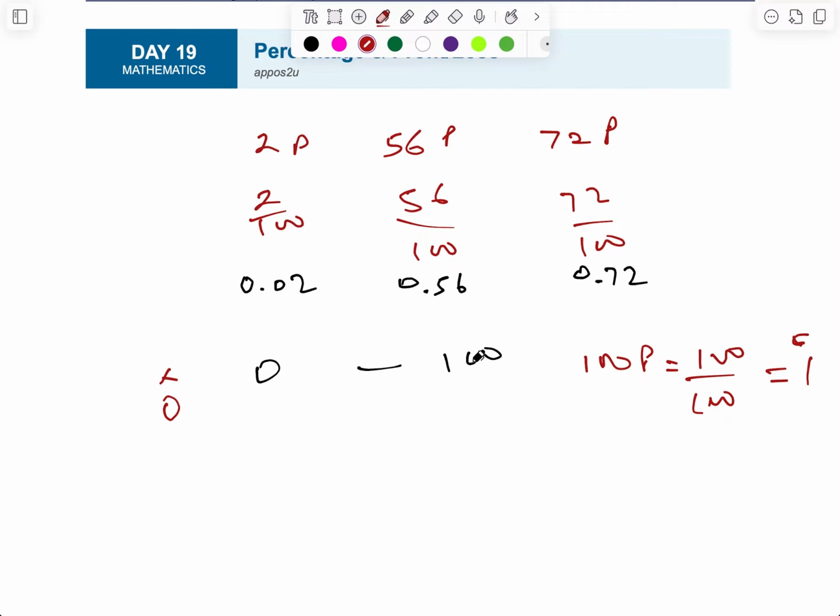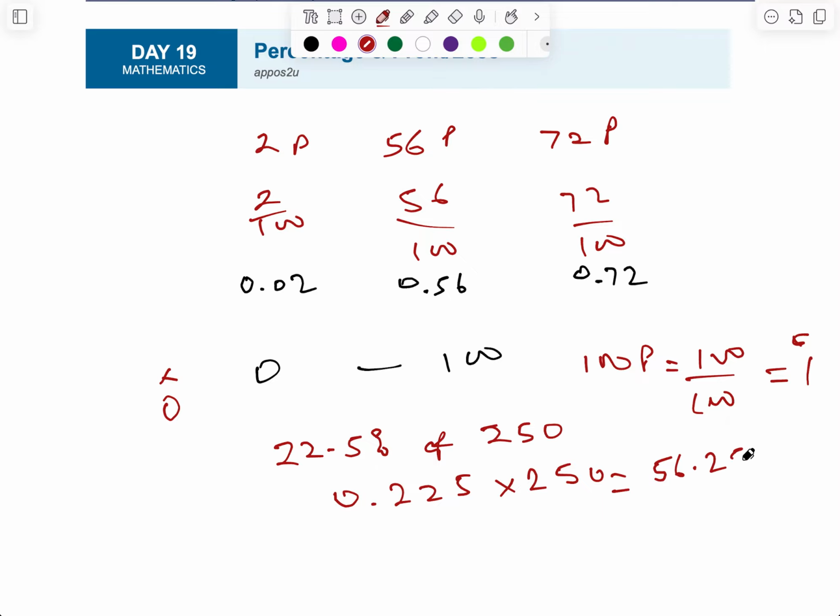So these two, take note of them properly. When you're expressing percentage of numbers, for instance, if I want to say 22.5% of 250, all you have to do is divide 22.5 by 100, that will give you 0.225, multiplied by 250. So that's 56.25. So 22.5% of 250 is 56.25.